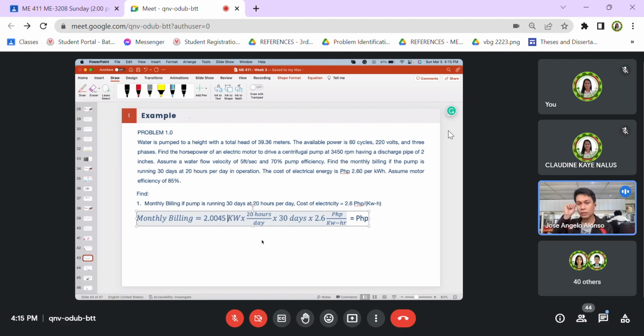So multiply natin sila sa 20 hours per day times 30 days kada billing, to cancel out kilowatt hours divided by kilowatt hours. That will give us a unit of peso only. So the answer will be, the monthly billing will be 3,127.02 pesos.